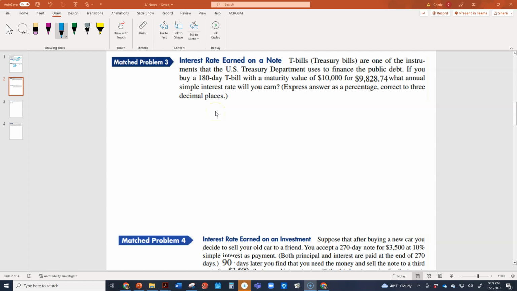So example number 3, I'm going to jump down to the question. It says, what is the interest rate? So that lets me know that I do not know what R is. So R is going to be what I'm calculating. So that means I should be able to know what everything else is.